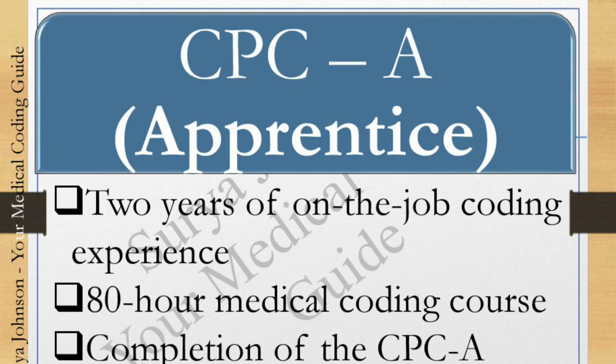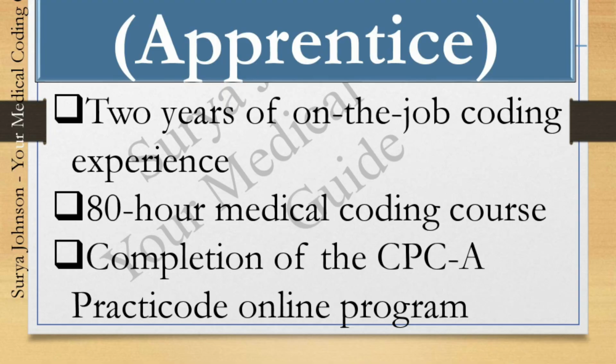Even after you pass CPC, you will see in your profile in the AAPC that you are CPC-A. A means apprentice. So what is apprentice? Apprentice means you don't possess experience, or your experience level is not registered in the AAPC. Once you meet the bar or the requirements they have set forth, they will remove the A after you give all those documents. So how can you remove the A?